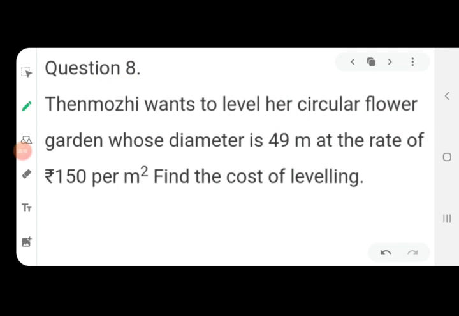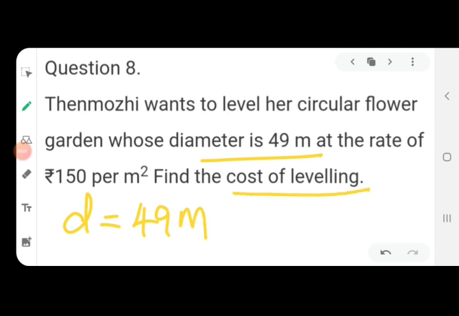So listen children, if the leveling for the ground means it will be the area. We have to find what? Area. They have given the diameter of the garden, that is diameter of the circle D, which is equal to 49 meter. From this we have to find the R value. Then for the cost of leveling we have to find the area of the circle first.